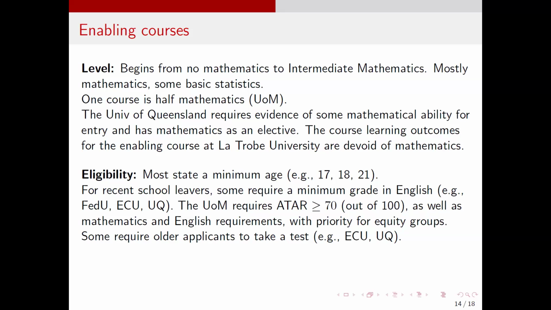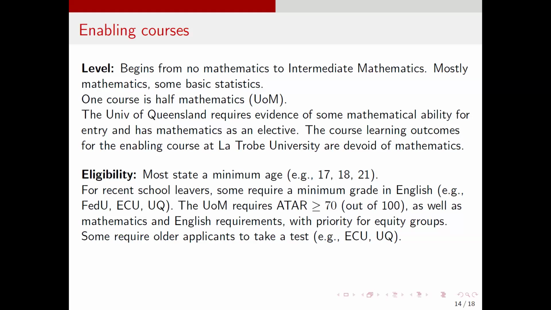Most of them contain mathematics, some a little bit of statistics. In most of this talk, I'm assuming mathematics includes statistics, but really a lot of this is just about mathematics. An outlier was the University of Melbourne, whose enabling course was half mathematics. Most of them had a much smaller component of mathematics, if any mathematics in them at all. And the University of Melbourne one is a reasonably new one.